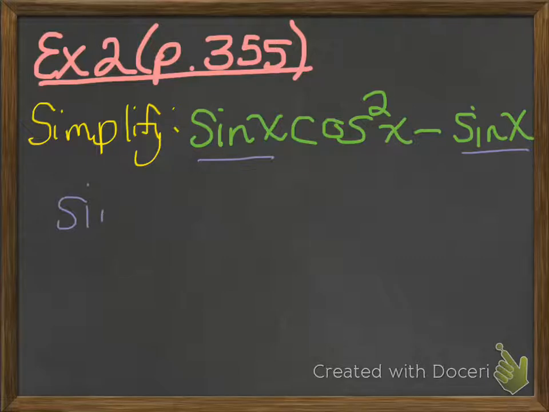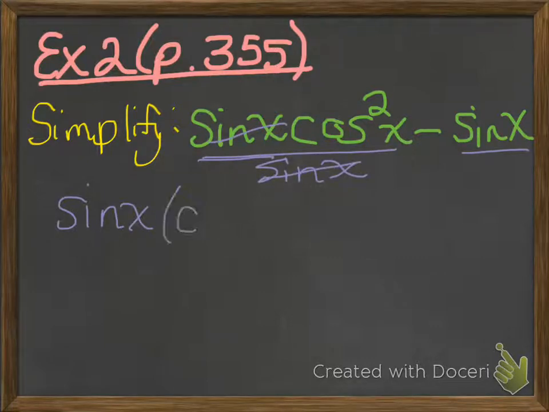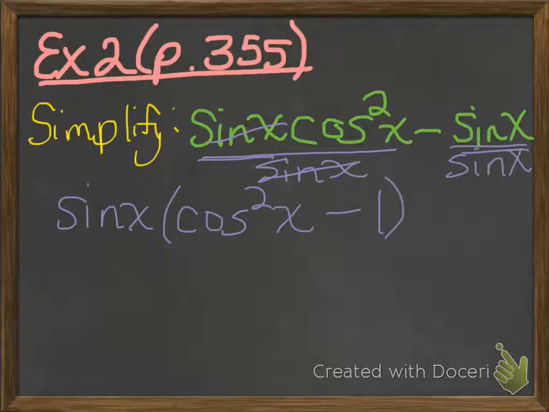So I'm going to take the sine x out, which means if I take the sine x out of the first term, that crosses off, and that leaves us cosine squared x minus, and then if I take the sine x out of the second term, I get minus 1. So now I have sine x times cosine squared x minus 1.